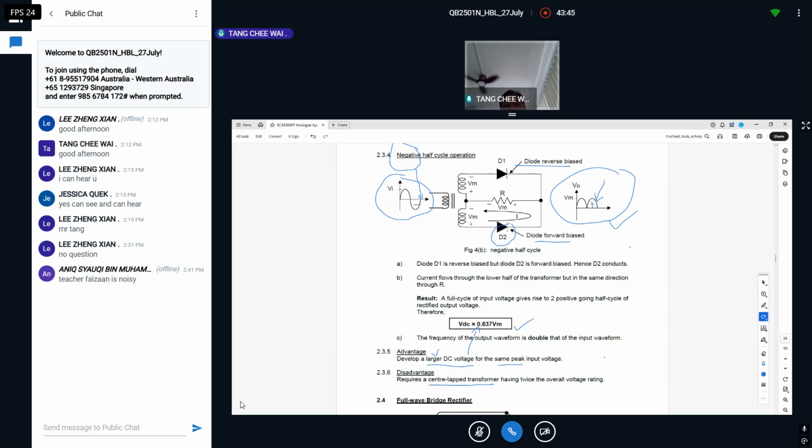I pause for a while and see if any of you want to ask me anything for this full wave center tap using the center tap transformer. Any question? Anything you want me to repeat or clarify? Anybody? Anyone wants to clarify anything regarding the full wave center tap?